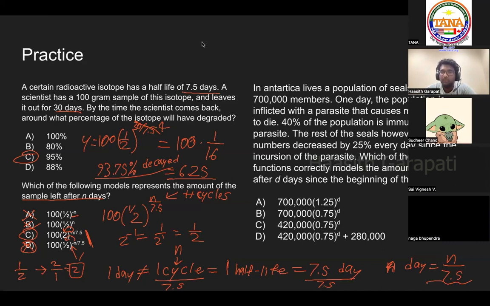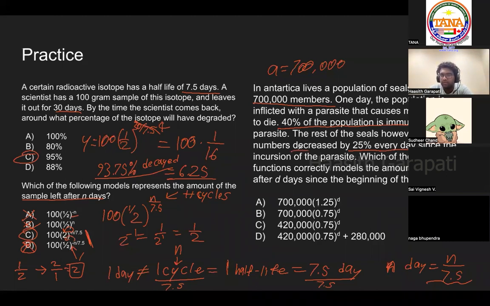All right, this next one, a little bit more challenging. We had to split the equation into two parts. That probably already gave away the answer. Okay, in Antarctica is a population of seals with 700,000 members. That should immediately be a signal that the starting population is equal to 700,000. All right, one day the population is infected with a parasite that causes many of them to die. 40% of the population is immune, and the rest of the seals have their numbers decreased by 25% every day.